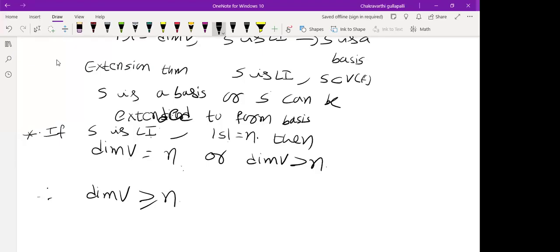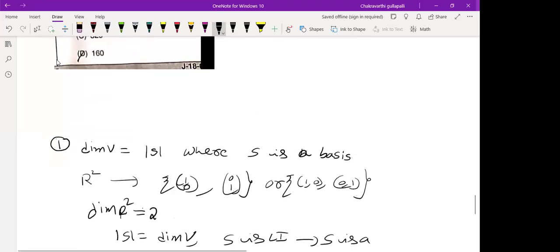That is adding some more vectors. Then the extended basis will contain the n already there. If we add some more, it will be more than n. Then the dimension of V will be equal to the number of vectors in the extended basis. So in the extended basis, there will be more than n vectors, so greater than n. This is very, very important, given in one of the papers.